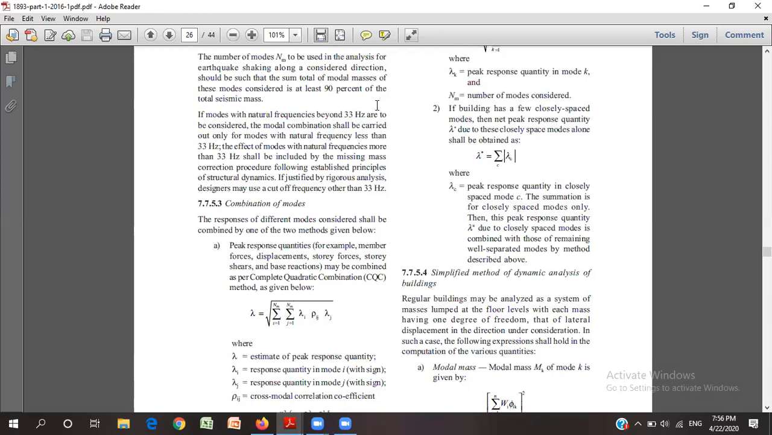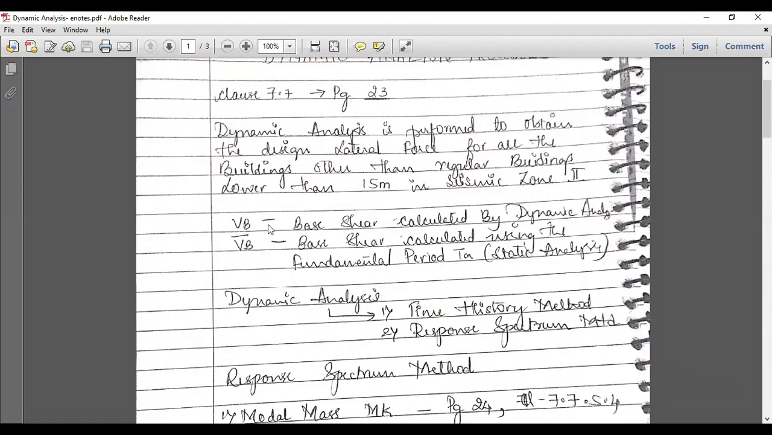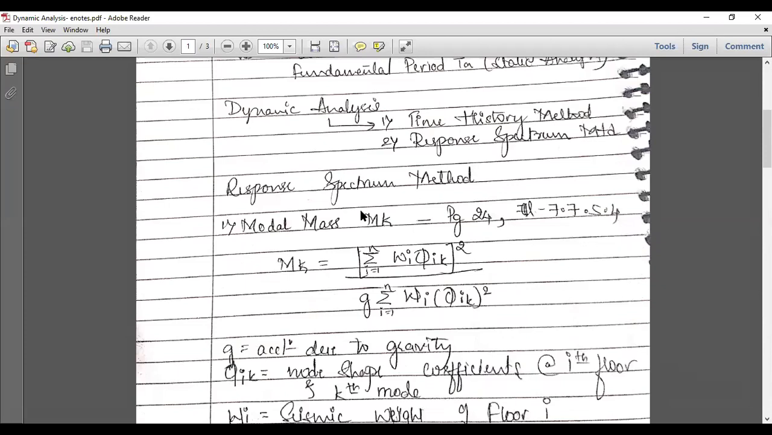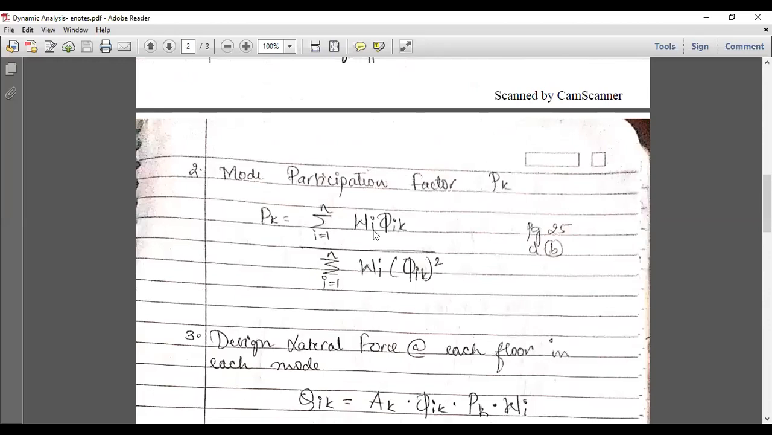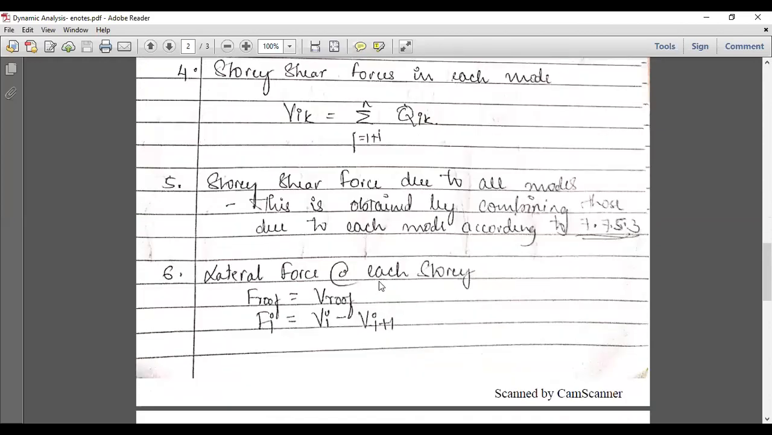Now the same thing I will share in the e-notes that I have prepared. Look at this, I've just written it once again. VB is calculated by dynamic analysis and VB bar is calculated by your static analysis. The dynamic analysis is done by 2 methods basically, the time history method and the response spectrum method, but we will be going ahead with the response spectrum method. The first step is to calculate the modal mass Mk, the page number and clause are given over here, then the mode participation factor, design lateral force, storey shear, and the lateral forces.